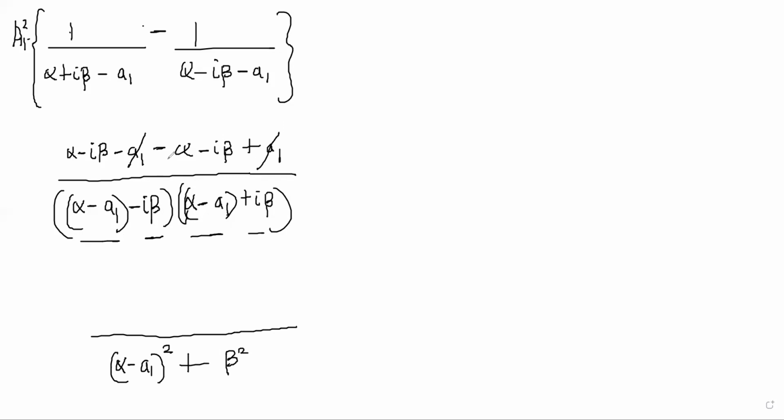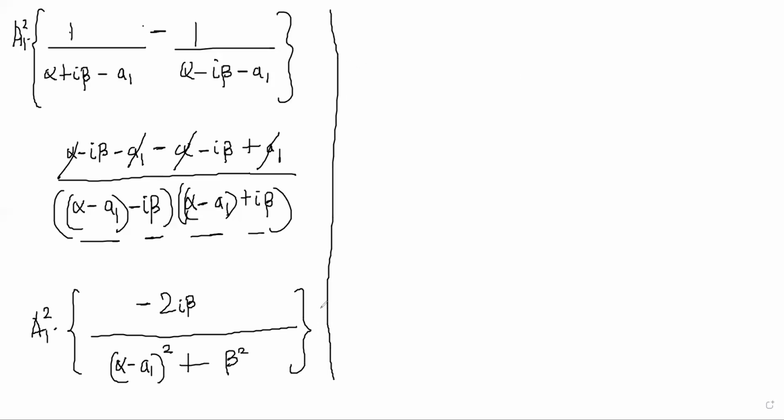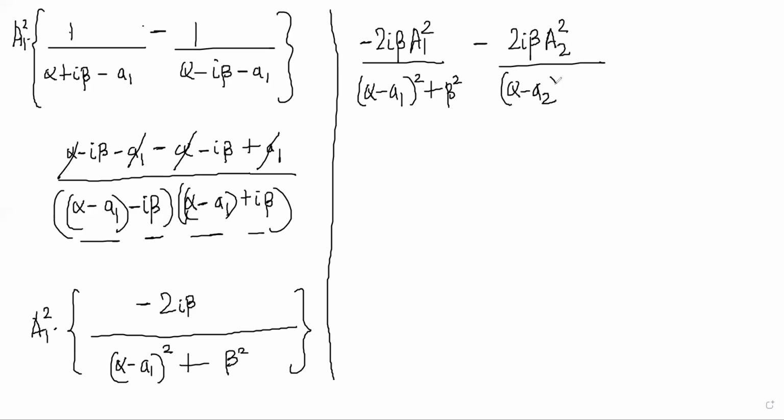Numerator becomes, this cancels with this, cancels with this. You get minus 2i beta, right? Minus 2i beta. And outside there is a1 square, right? So this is my first bracket, right? Now think about it. You get similar brackets everywhere, right? So I will just write the final equation that I will get: minus 2i beta a1 square by alpha minus a1 whole square plus beta square minus 2i beta a2 square by alpha minus a2 whole square plus beta square, and so on, so on. You keep getting these terms. Every term is a negative term, and this is equal to 0.